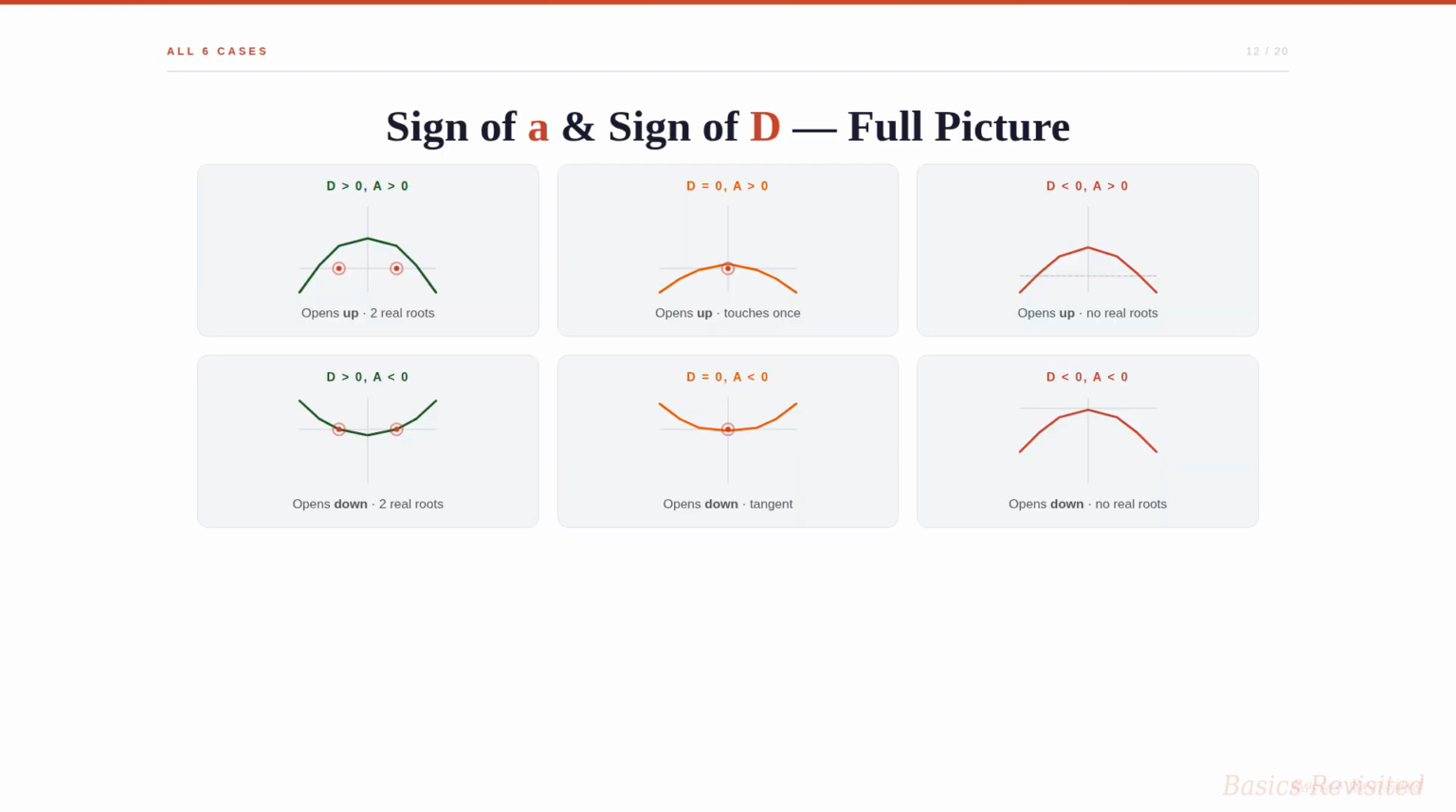Here is the complete picture of all 6 cases. The sign of A determines whether the parabola opens upward or downward. The sign of D determines how many real roots exist. Study each case carefully and memorize this table.